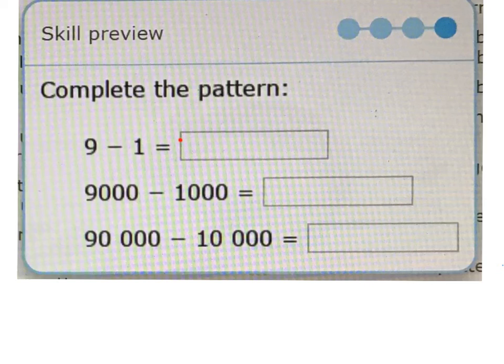Last example, this time they're getting us to fill in the answer. 9 minus 1 is 8, so 9,000 minus 1,000 is 8,000, and 90,000 minus 10,000 is 80,000.